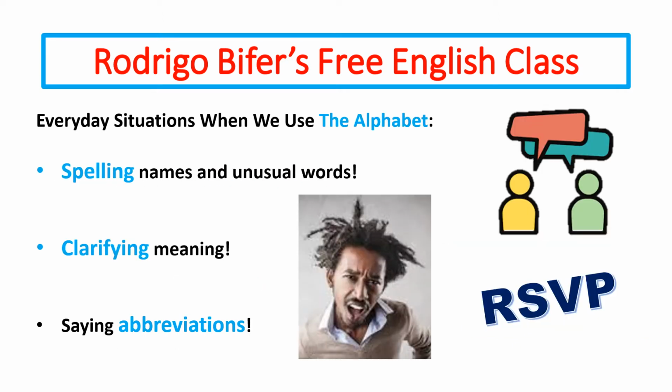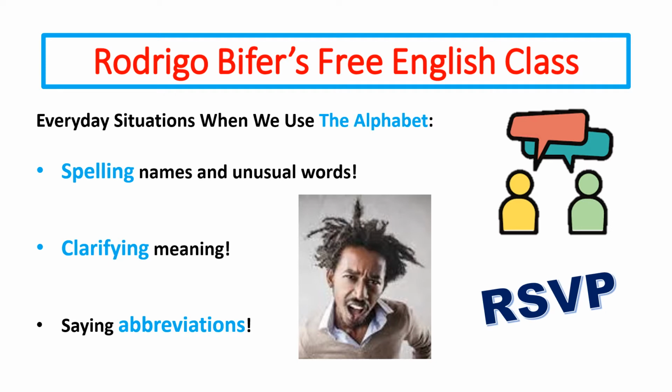Okay, so let's review some everyday situations when we use the alphabet in English. When we need to spell names or unusual words, that's something we do all the time. Every time we say our names, or people say their names, they usually spell them, and other unusual words too, to make sure that the listener gets the right word, the right spelling. This is something we do all the time in communication.